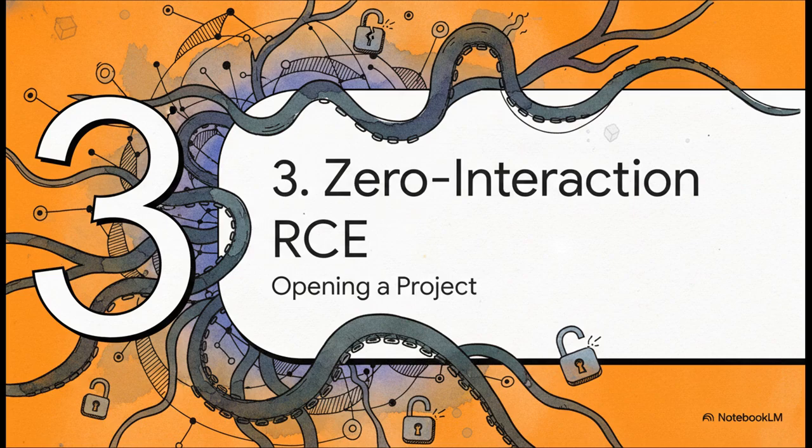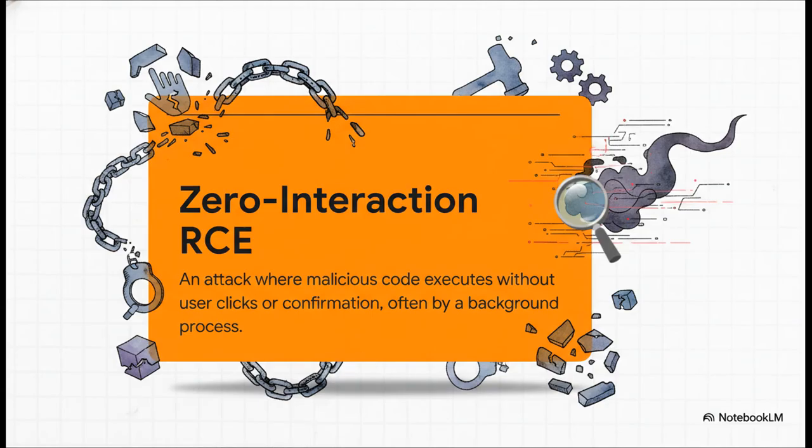What if they could compromise your machine silently, in the background, just by getting you to open a project folder? Yeah, this is where things get really, really clever. This is where the trust a developer has in their tools gets exploited in the most dangerous way possible. A zero-interaction attack means you can get compromised without doing anything wrong. You don't have to click a bad link, you don't have to run a suspicious file.